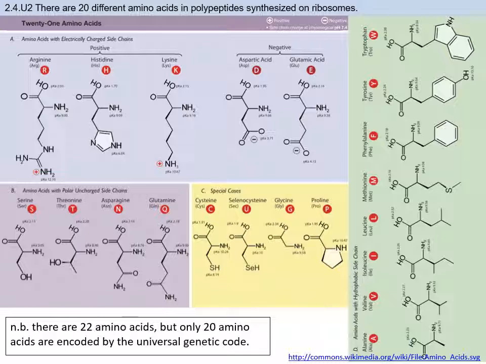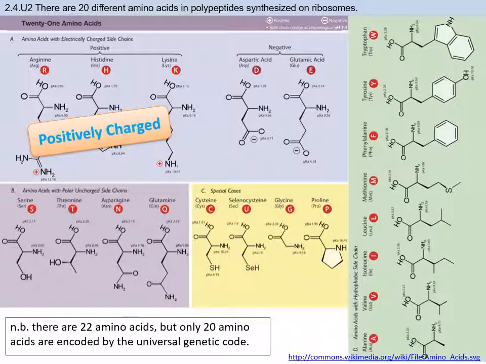Now, if you remember, there are 20 naturally occurring monomer units that make up a protein, and those are our 20 amino acids, basically. You don't have to know all the amino acids here. You don't have to know the structures. Don't worry about that. But you should know that some general properties exist.